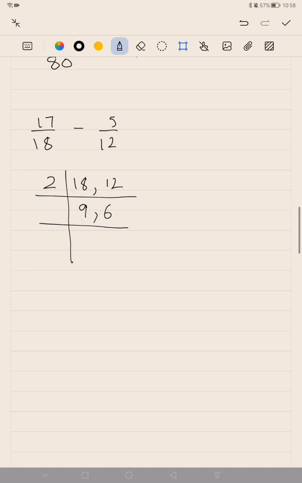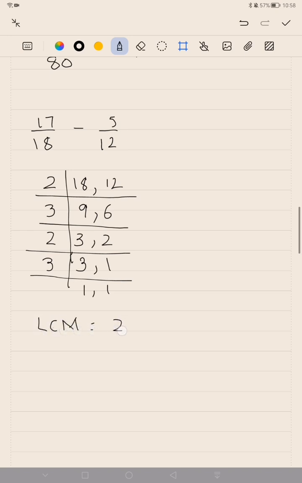Now 9 and 6 have a common factor 3. Now 3 and 2 do not have a common factor. First I'm going to divide 2. 3 will come down as it is. Then I'm going to divide 3. So the remainder is 1 and 1. Our LCM is 2 into 3 into 2 into 3. That makes it 36.